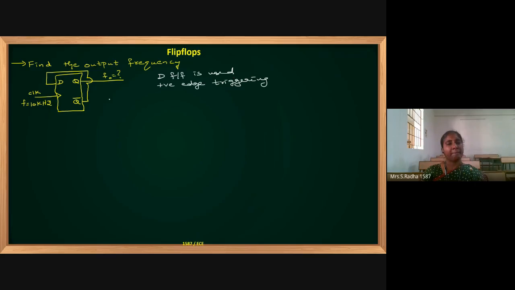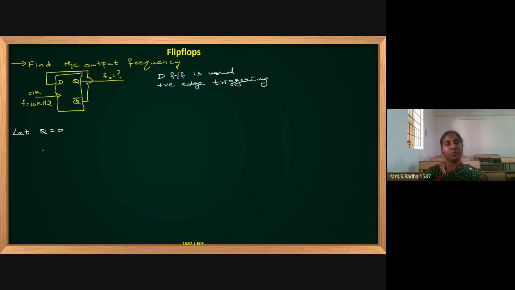But D flip-flop means it is a delay flip-flop. Whatever input you give, that will come as it is at the output. Okay. So initially, let me assume Q equals 0.